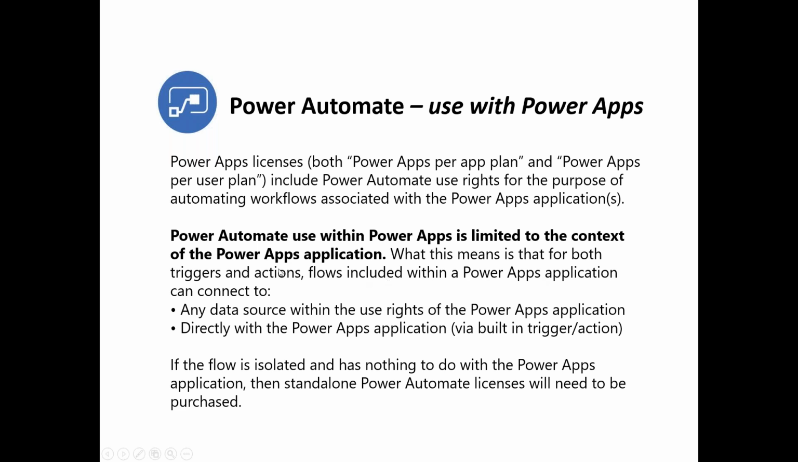What this means is that for both triggers and actions, flows included with a PowerApps application can connect to any data source within the use rights of the PowerApps application. So if you have use rights to premium connectors, you can use premium connectors. And it has to run within the context of that PowerApps application. If it doesn't, if the flow is isolated and has nothing to do with the PowerApps application, then you have to go with the standalone licensing that we just talked about, the per user or per flow, the $15 per user per month, or the $500 per month for the 5 flows, if you get outside your PowerApps application and use flows outside it. Of course, all this is outside of Office 365 at this point.